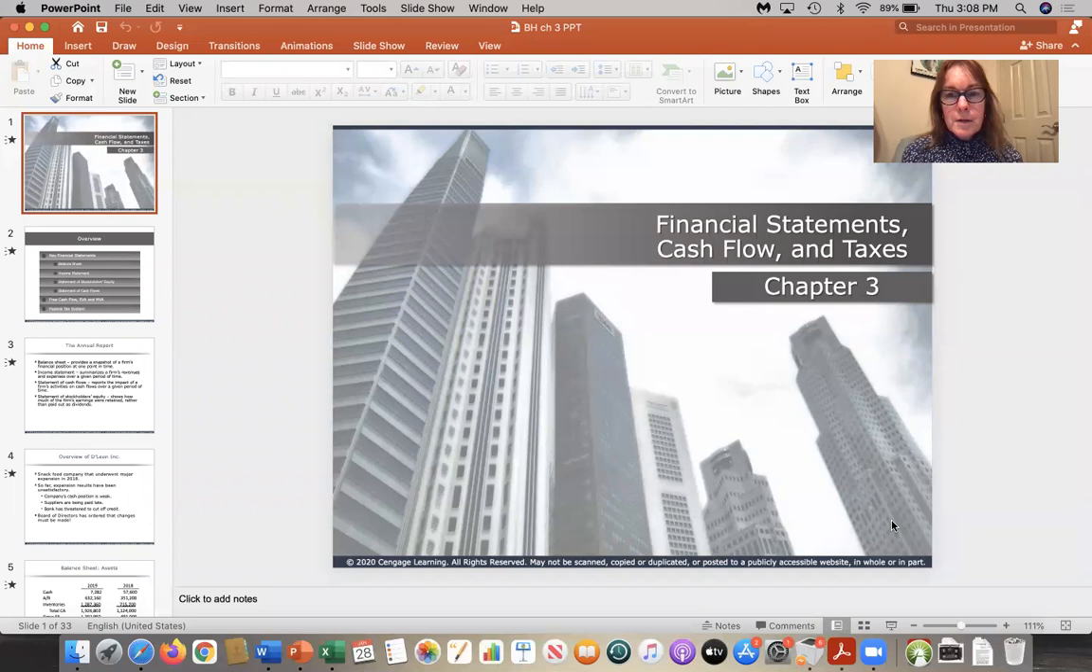Hello, everybody. This is a synopsis of Chapter 3 for Finance 302. This chapter is on financial statements. We're going to be looking at all of the financial statements, which hopefully are a review for you since you've had accounting before, since that's a prereq for this class. But we'll be going over the financial statements in preparation for the next chapter.